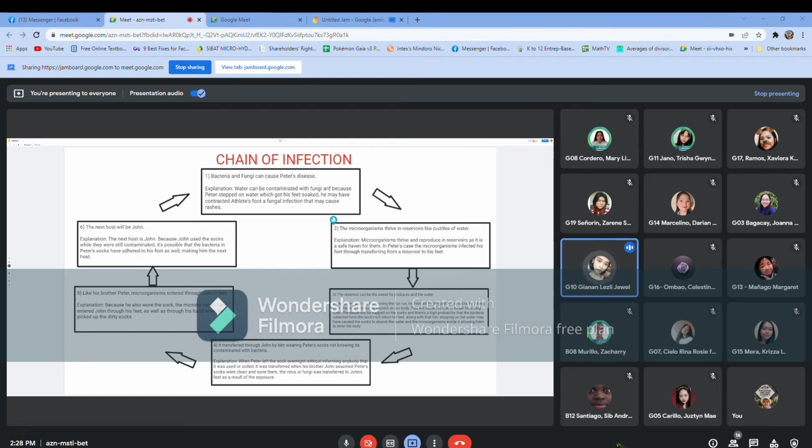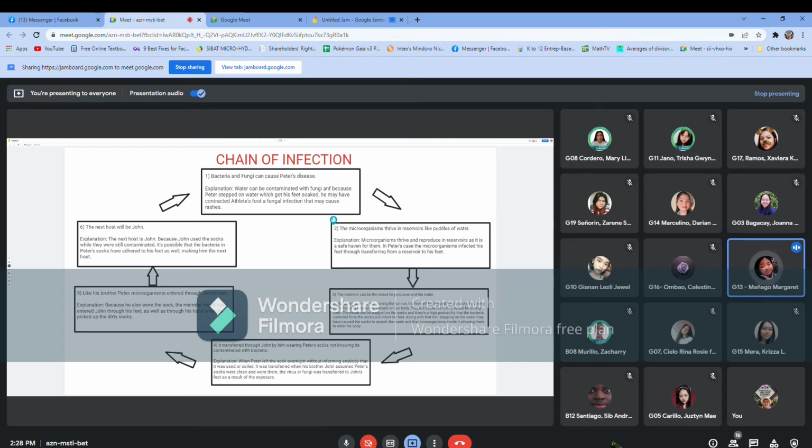As Ms. Bagakay said, these organisms will reproduce in the reservoir because it serves as their safe haven. Since Peter did not immediately wash and clean his socks, these microorganisms have a chance to survive and reproduce. The reservoir can be the sweat he produces and the water.